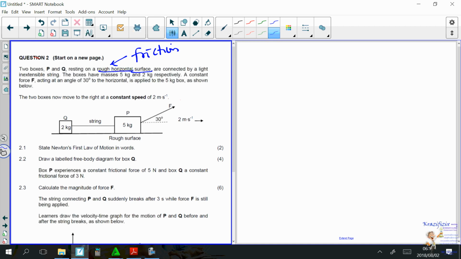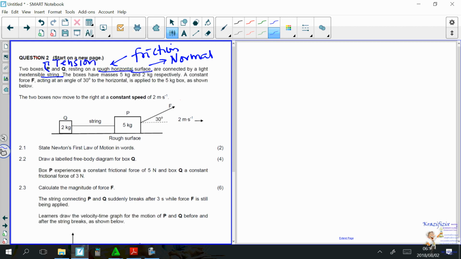It says surface. It means there's normal, because normal force is the force exerted by the surface on the object, and it is perpendicular to the surface. So already we have two forces. Where would that help us? That would help us when we draw our free body diagrams. They are connected by a light, inextensible string. What force are we talking about? Tension.